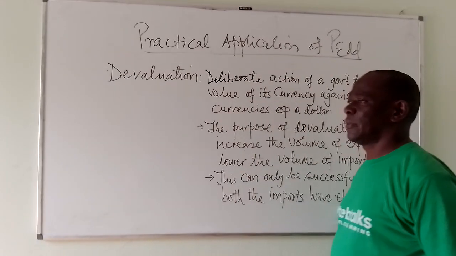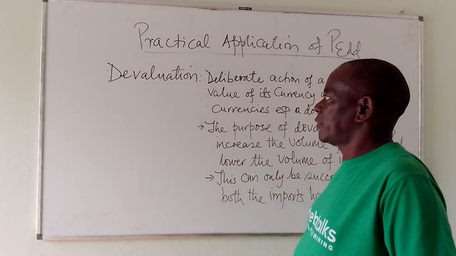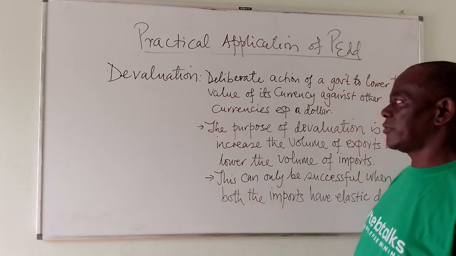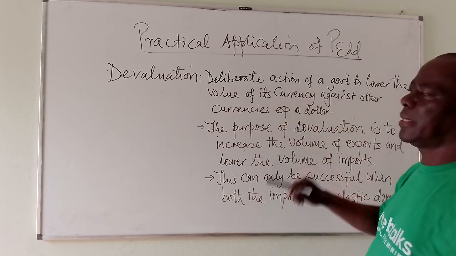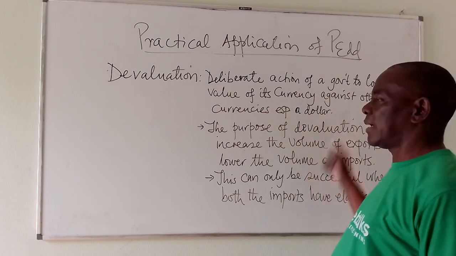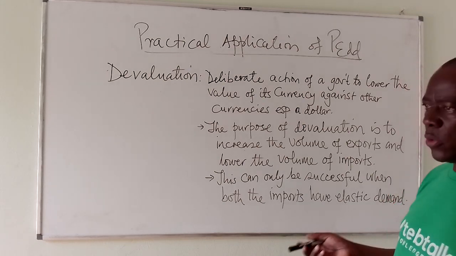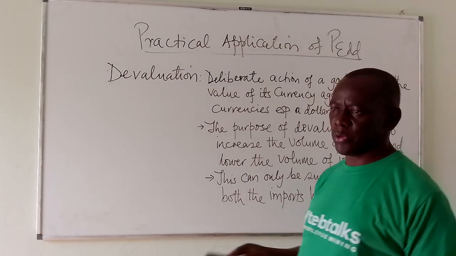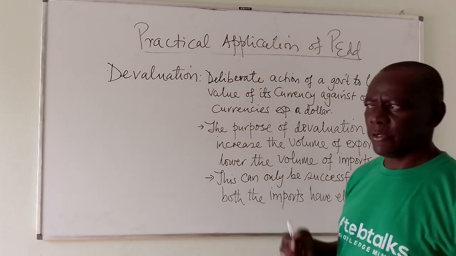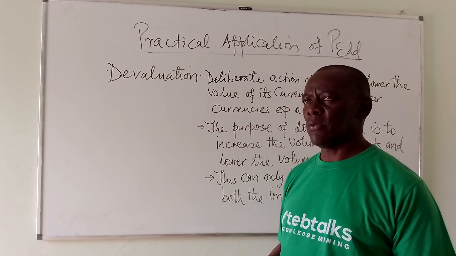The practical application of price elasticity of demand, as we have already said, one of them is devaluation. What is devaluation? Devaluation is the deliberate action of any government to lower the value of its currency against other currencies, especially the dollar, or even hard currencies like the euro and the pound. So this is where the government comes up and says, we want our value to be lower against the other currencies. What does it mean?